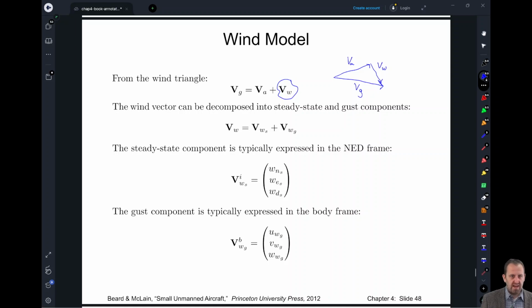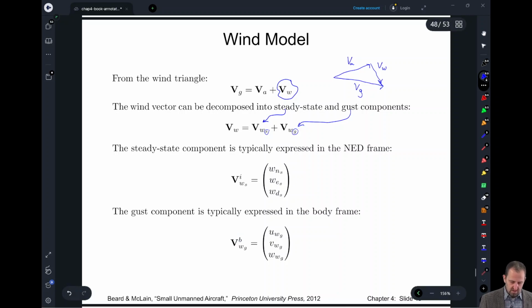So how do we define that wind vector? And the wind vector can typically be decomposed into two different components. We have the steady state component and we have the gust component. And we use the subscript s and g to denote the steady state and gust components respectively. So our steady state component is typically defined in the inertial frame, right? So that's why we have our superscript I for our inertial frame. And our gust components are typically defined in the body frame.